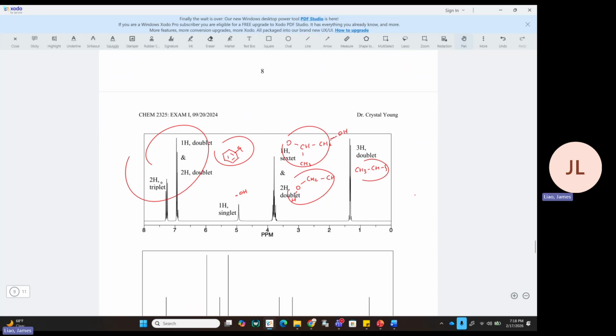The overall picture of the 2H, 2H, and the 1H over here is saying that around that area, there are 5 hydrogens on the benzene ring, which makes it a monosubstituted benzene.